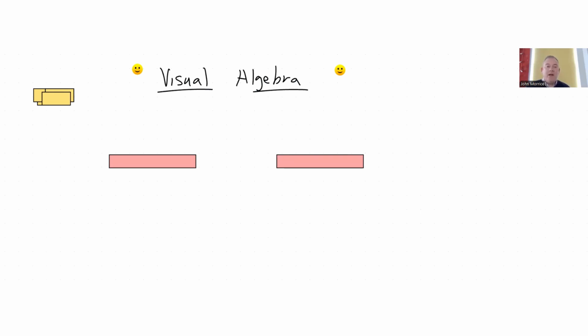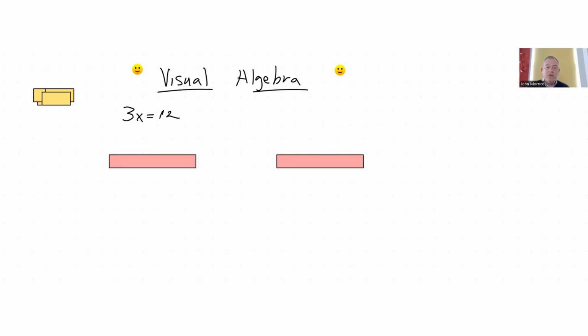I'm going to say that I have 3x is equal to 12. Now, x, we call it a variable. We don't know the amount of 1x yet. So let's find out how we can do this visually. So 3x is equal to 12.